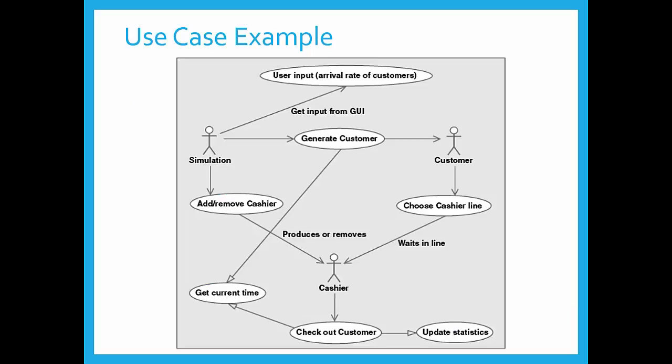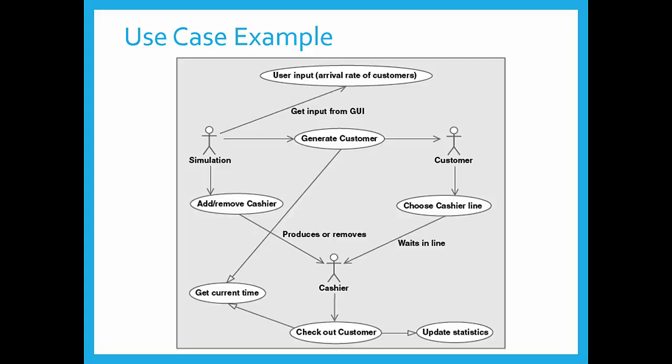Here we see a more complex system that represents a grocery store simulator, where the artificial intelligence agent that runs the simulation requests the rate of customer arrival from the human user, which is not represented in this system. The simulation then can generate customers or add or remove cashiers. If a customer was generated, the customer chooses a cashier line. The cashier can check out a customer if there is one in their line.